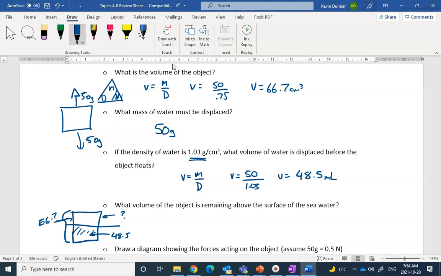So all of this 66.7, we've taken away 48.5. That leaves you with 18.2 milliliters on top. Now, it should be noted that 1 centimeter cubed does equal 1 milliliter. Those volumes are equivalent. It's just we use this for solids and this one for liquids. And we get that simply by taking the 66.7 minus the 48.5 to get the 18.2.